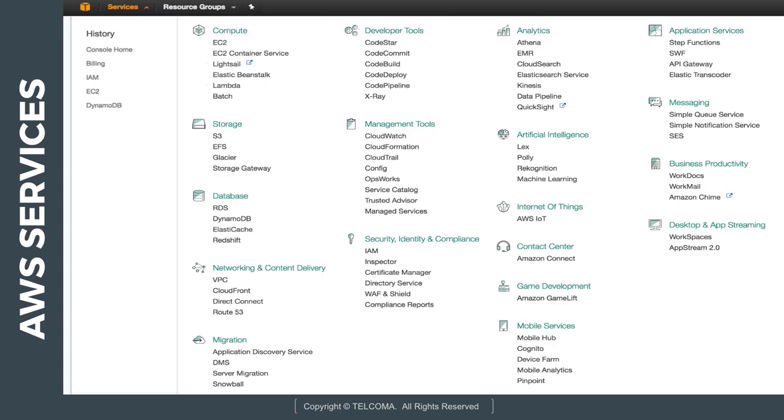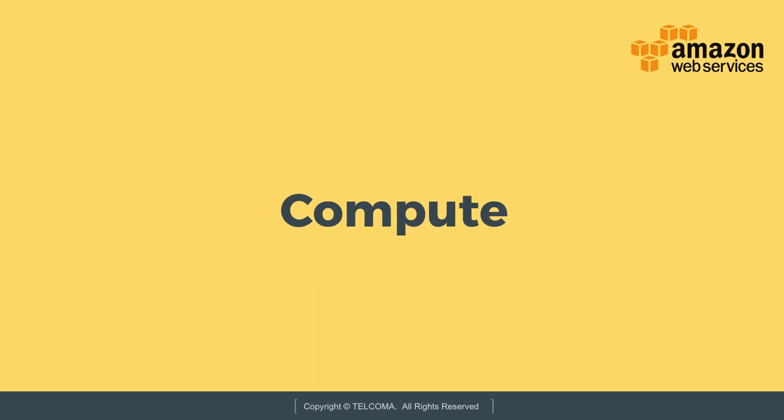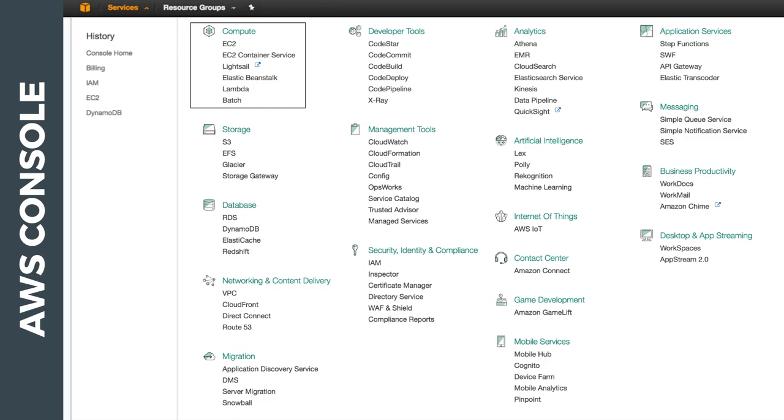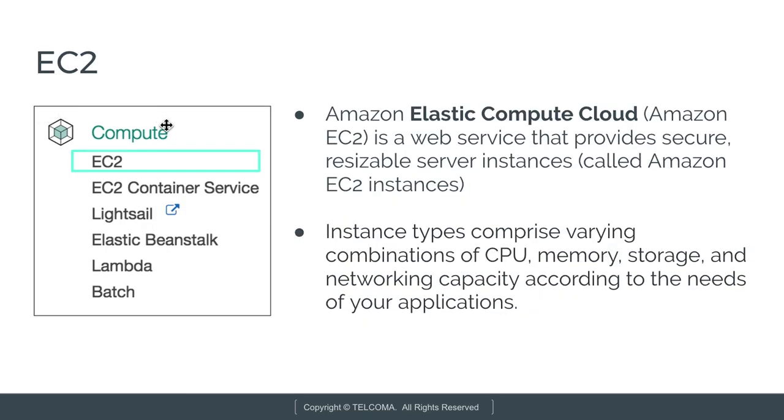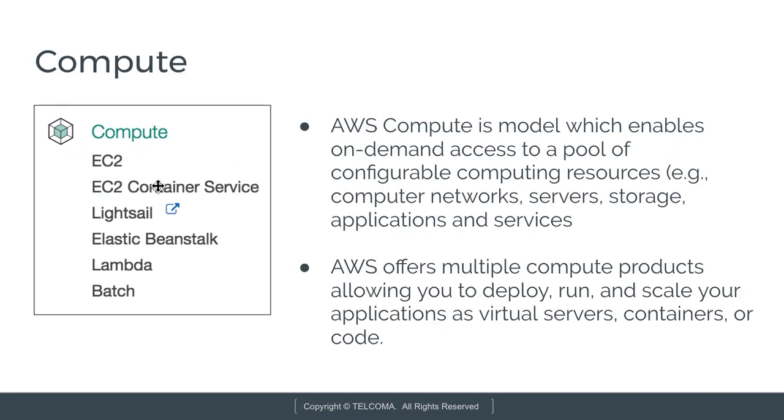So let's discuss what the compute services provided by Amazon are. This is the AWS console, and here we are going to discuss the compute section. The compute section contains EC2, EC2 Container Service, Lightsail, Elastic Beanstalk, Lambda and Batch. Now let's discuss what compute is. This is our compute, and compute comprises of these things.